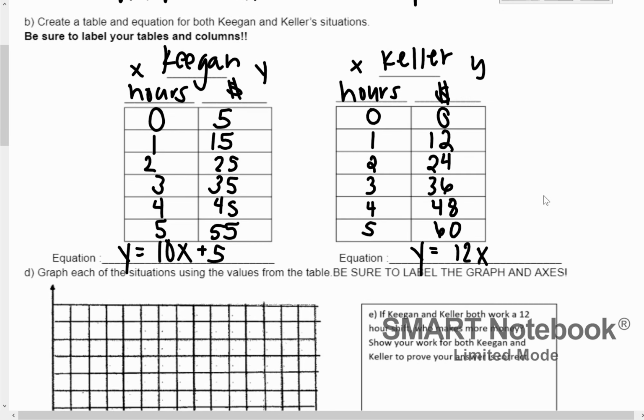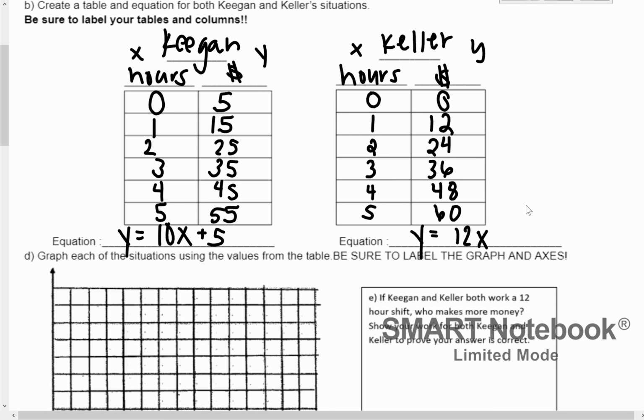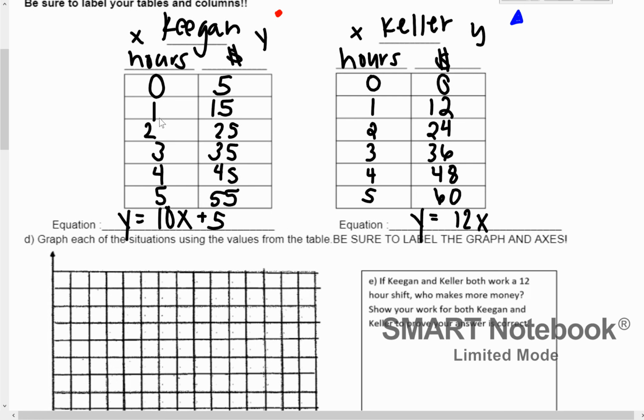Now, to graph these points, we're going to choose a color or a shape for Keegan. I'm going to say red dots for Keegan. Or if you don't have colors, you could just do dots for Keegan. And then for Keller, I'm going to do blue triangles. If you don't have colors, just doing different shapes helps out. Otherwise, you could do red dots and blue dots, however you want to go about that. Stars, really up to you.